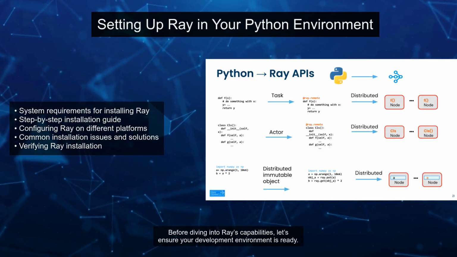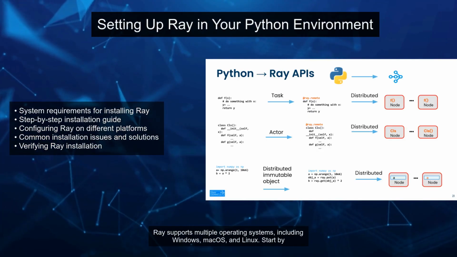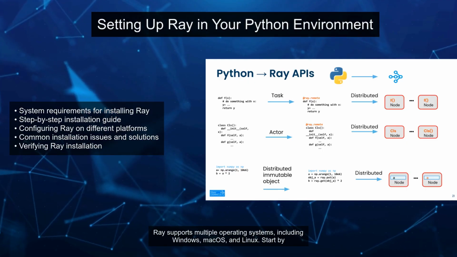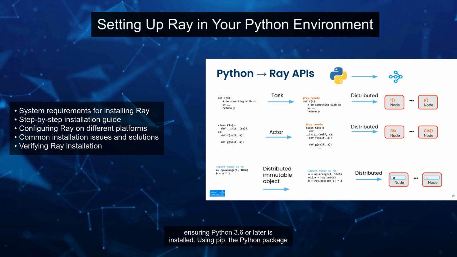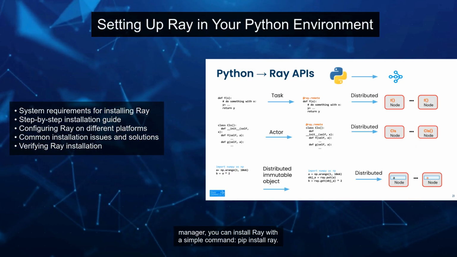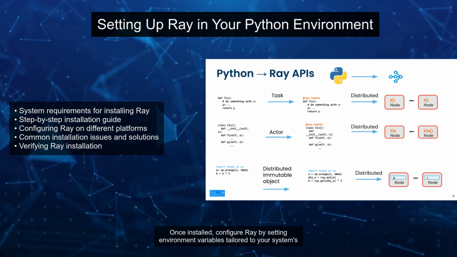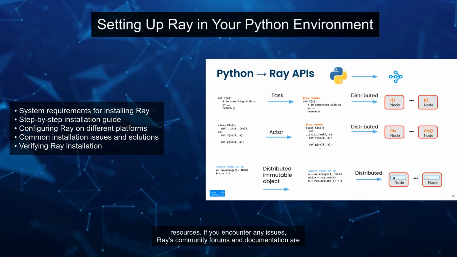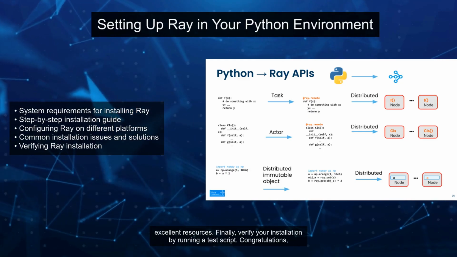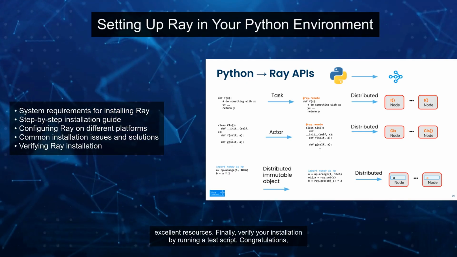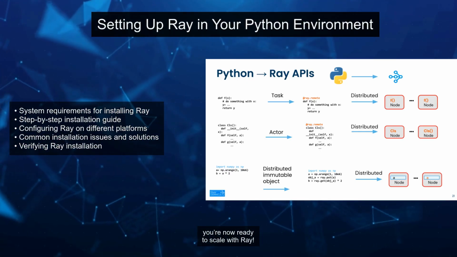Before diving into Ray's capabilities, let's ensure your development environment is ready. Ray supports multiple operating systems, including Windows, Mac OS, and Linux. Start by ensuring Python 3.6 or later is installed. Using pip, the Python package manager, you can install Ray with a simple command, pip install ray. Once installed, configure Ray by setting environment variables tailored to your system's resources. If you encounter any issues, Ray's community forums and documentation are excellent resources. Finally, verify your installation by running a test script. Congratulations, you're now ready to scale with Ray.